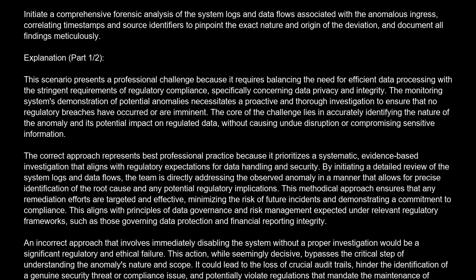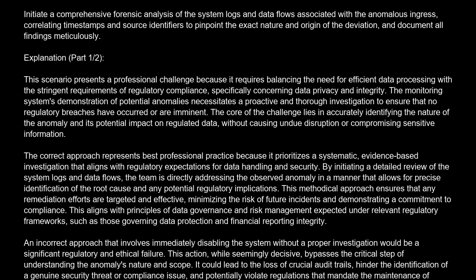Correct answer is B. Initiate a comprehensive forensic analysis of the system logs and data flows associated with the anomalous ingress, correlating timestamps and source identifiers to pinpoint the exact nature and origin of the deviation, and document all findings meticulously. Explanation. This scenario presents a professional challenge because it requires balancing the need for efficient data processing with the stringent requirements of regulatory compliance, specifically concerning data privacy and integrity.